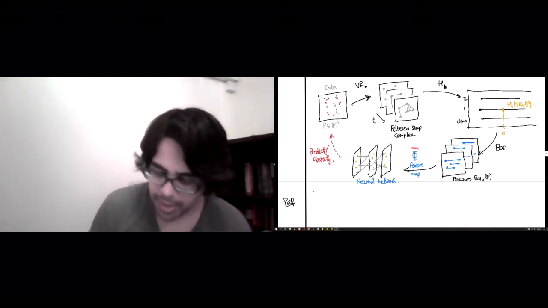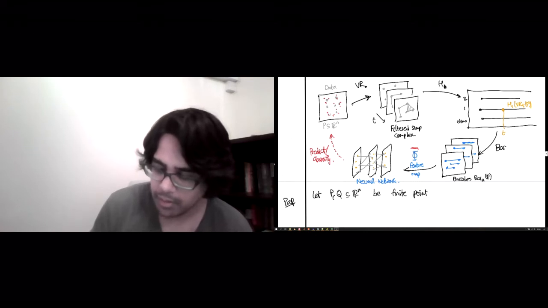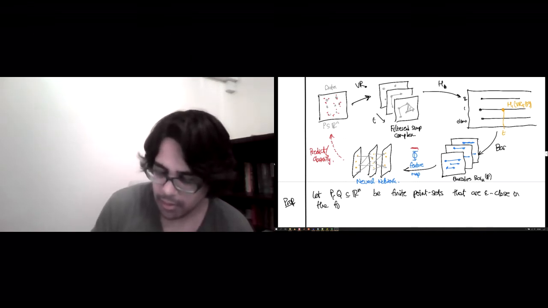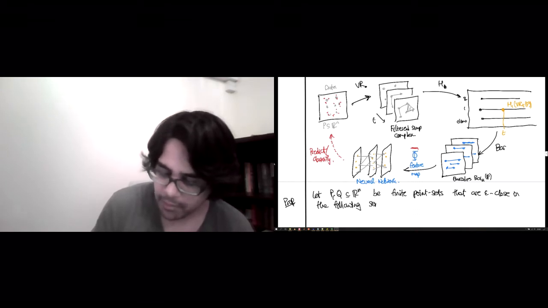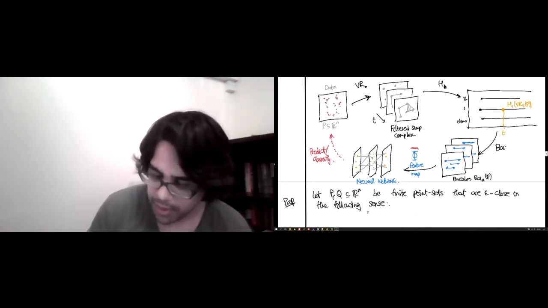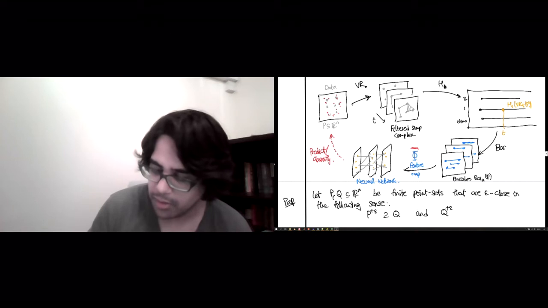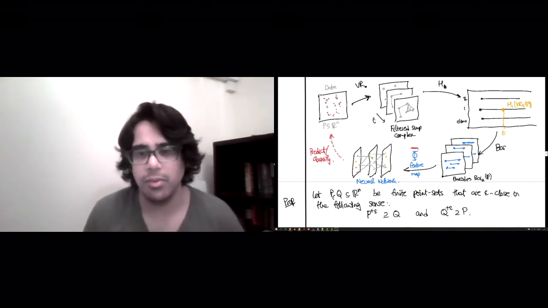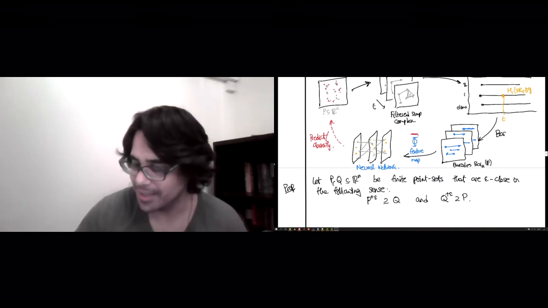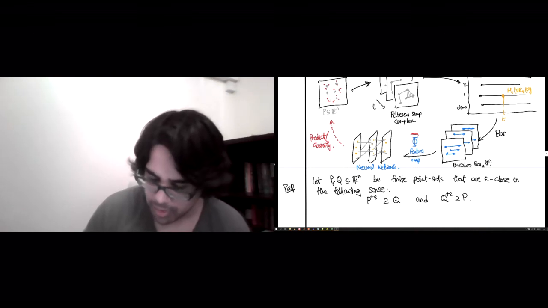Let P and Q in R^n be finite point sets that are epsilon-close in the following sense. If you thicken P by epsilon, then you contain Q, and if you thicken Q by epsilon, you contain P. Another way of saying this, and maybe we should say it explicitly, just to make sure we're all on the same page about what's going on.